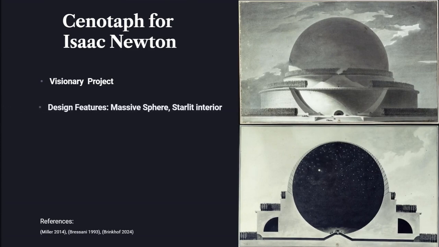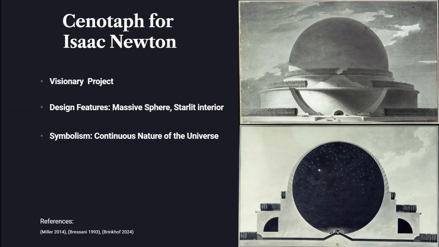The Cenotaph included a massive sphere of 150 meters in diameter, which rested on a cylinder base. Its interior had small perforations to allow sunlight to filter through, creating the illusion of a starry night sky. This cenotaph symbolized the continuous nature of the universe and paid tribute to Newton's contribution to science and the Enlightenment. This design reflects the idea that architecture should cause powerful emotions and connect with its viewers.